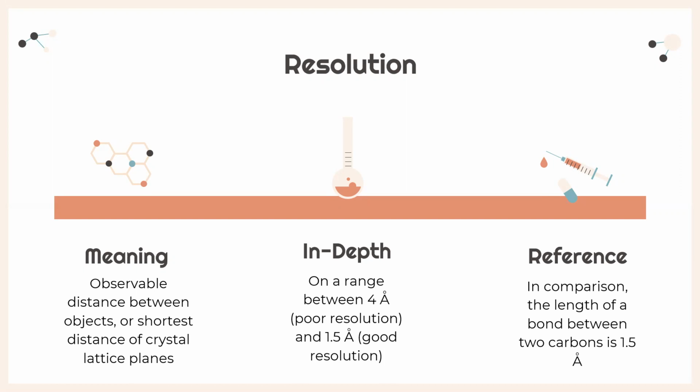It's on a spectrum. That's how they measure resolution, either by 4 angstrom, which would be considered poor resolution, going to 1.5 angstrom, which would be considered good resolution. The median resolution for this X-ray crystallography machine is actually 2.05 angstrom. And as mentioned earlier, angstrom is 1/10 billionth of a meter. For further reference, the length of a bond between two carbons is actually 1.5 angstrom.